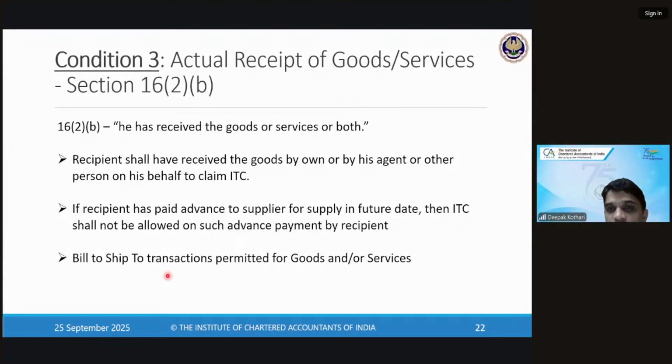But in case of a bill to ship to transaction, the actual person to whom I'm billing is not receiving. But still, he can claim the credit because the law allows that relaxation. It says the recipient shall have received, or his agent or any other person on his behalf. So on my behalf, I'm telling to supply the goods to the third person, that is the ship to party. Once he receives it, that is deemed that I have received it. So only in the case of a bill to ship to transaction, you will not receive it, but still you can claim the credit.